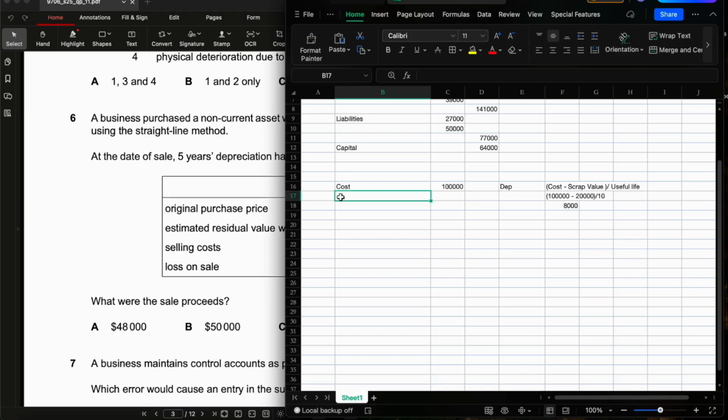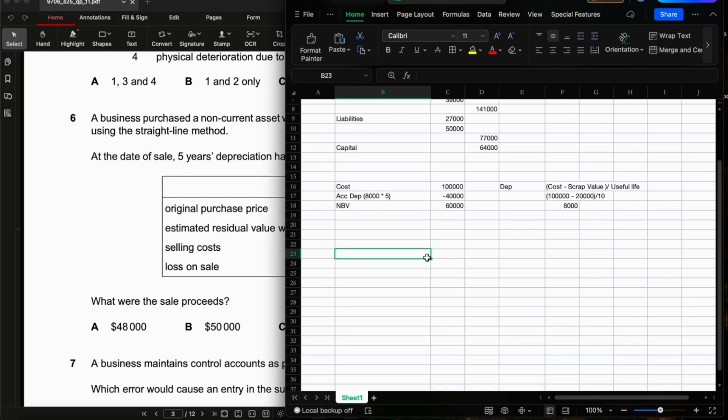And they say that we already calculated depreciation for 5 years. So the accumulated depreciation is 8,000 times 5 years, which is 40,000. So 40,000 is my accumulated depreciation on this asset. On this date, the net book value of the asset is 60,000. Okay, very simple.